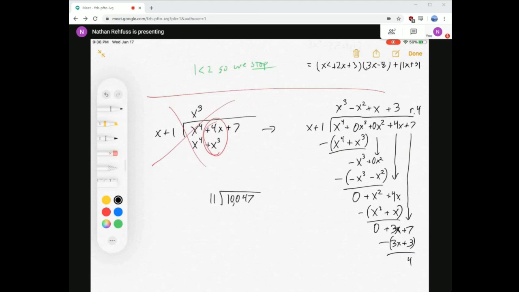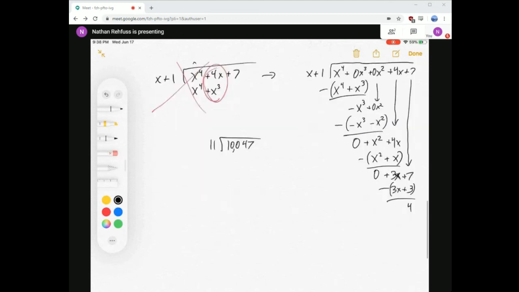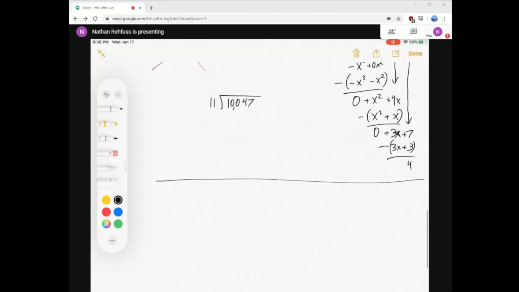Let's try another one. Again, we got to respect our missing place values. So if I tell you to divide 4x to the fourth minus 4x squared plus x plus 1 by, how about 2x squared plus 3? We're going to want to show some respect for them missing place values. Where are they? We're missing an x cubed place here, and we're missing an x's place here.